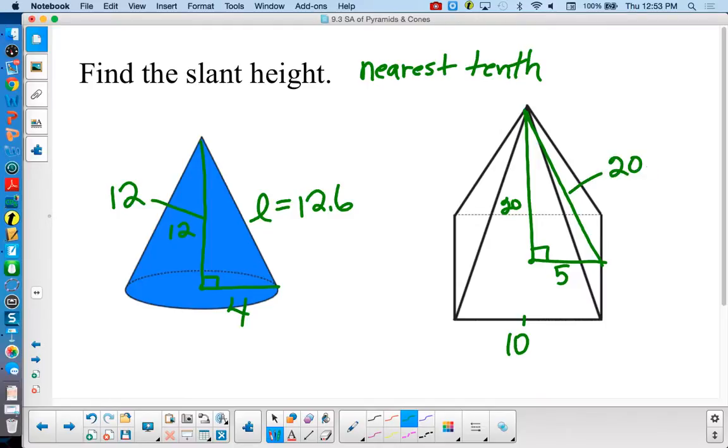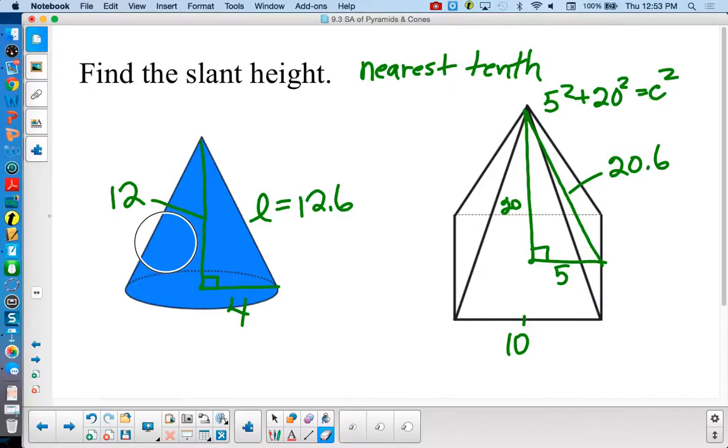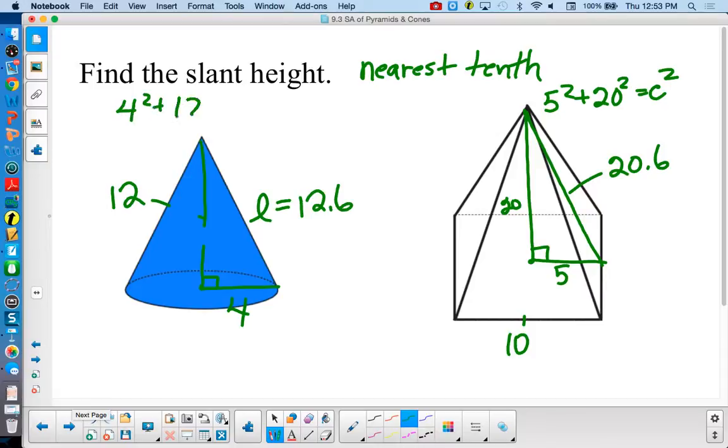No, you don't just add 0.6 every time, but that happened to be 20.6. How are you doing that? I'm doing Pythagorean theorem. I'm doing 5 squared plus 20 squared equals c squared. I heard you get 12.6 on the first one. Okay, same type of thing, Pythagorean theorem: 4 squared plus 12 squared equals c squared.